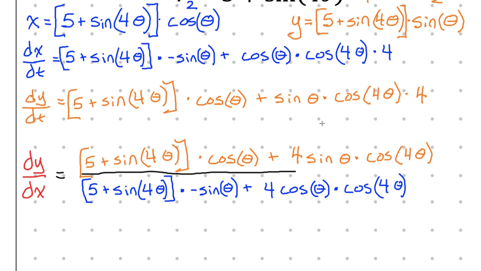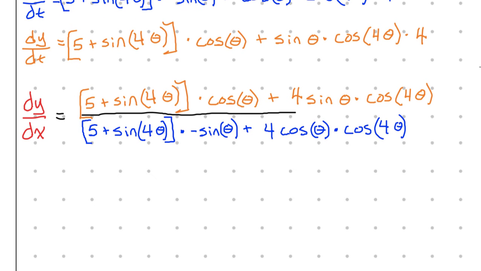I'll make a note here if anyone is paying attention. This does not equal 4 cosine squared of something, because these are different insides. All right, and that's the end of the note.